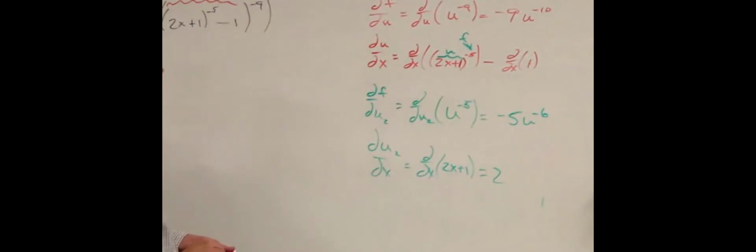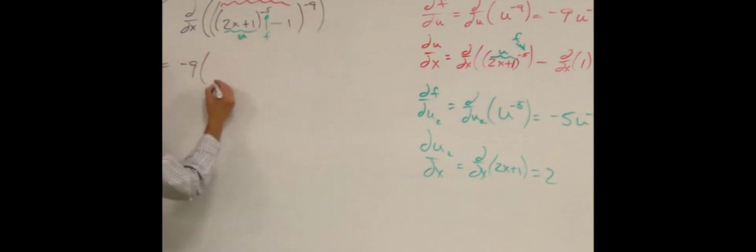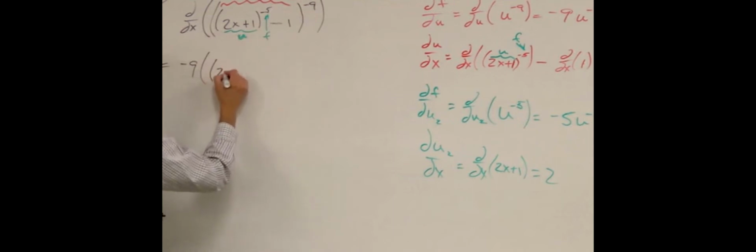So we can put all that together. Now my levels were, this is my second u in here, and that's my second f out there. So I start with the red one, with the derivative of the outside, which is negative 9 times the inside, all raised to negative 10, and then times, I've got to do the derivative of the inside.